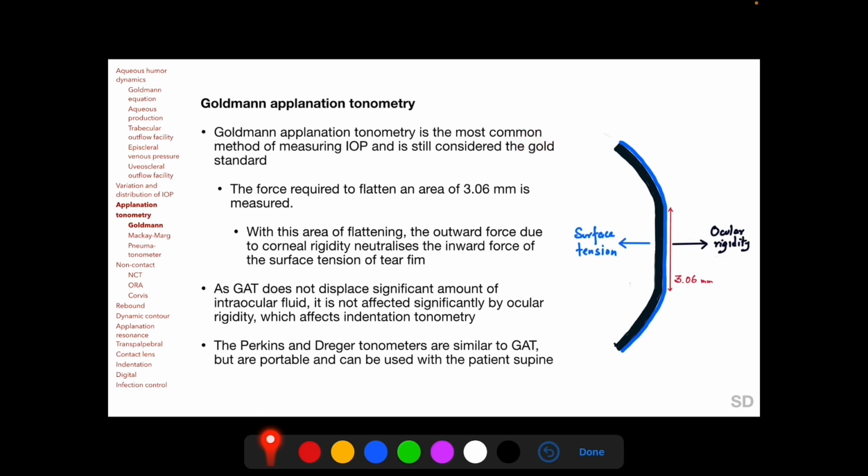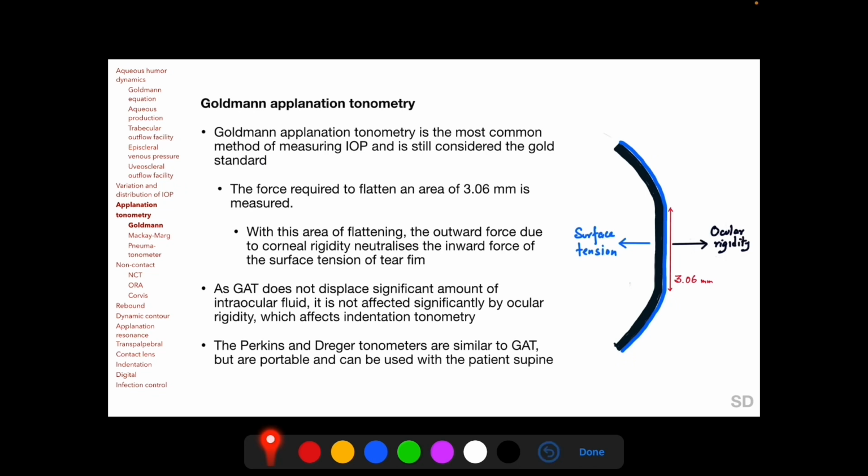Goldmann applanation tonometry is the most common method of measuring IOP and is still considered the gold standard of measuring IOP. In Goldmann applanation tonometry, the force required to flatten an area of 3.06 mm is measured. When the area of flattening is 3.06 mm, the outward force due to corneal rigidity from the thickness of the cornea neutralizes the inward force from the surface tension of the tear film. So an area of 3.06 mm takes care of the two factors, corneal thickness and the tear film, which contradict the prerequisites of the Imbert-Fick principle.